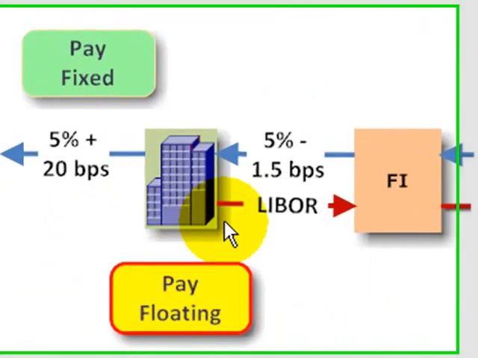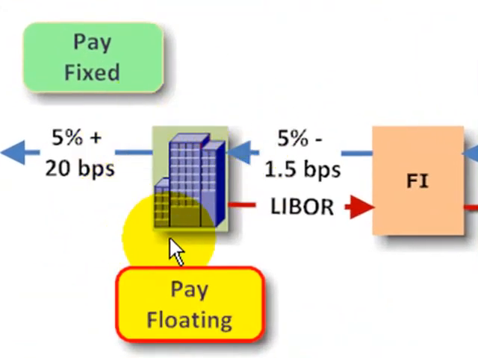To illustrate, consider here company A, and before the swap, perhaps they are paying a fixed rate obligation. Maybe they've issued a corporate bond that requires them to pay as interest 5% plus 20 basis points. So before the swap, they are paying on a fixed rate obligation.